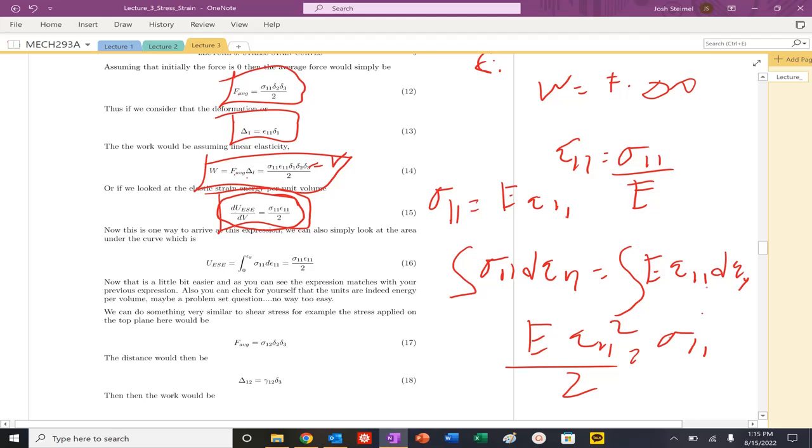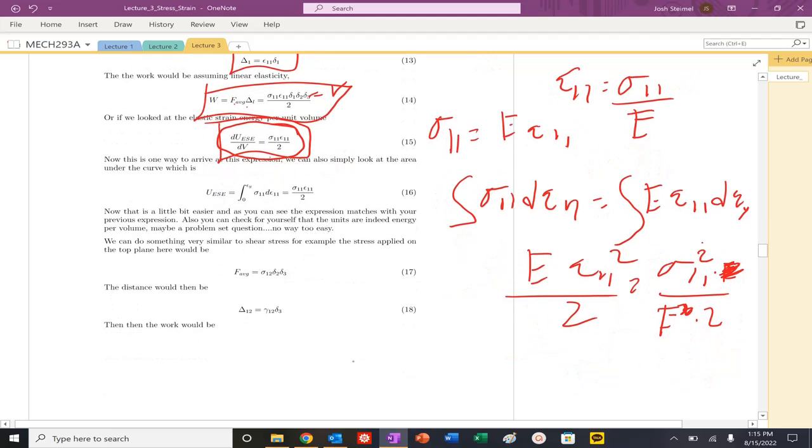Basically, what are we going to do? Sorry, it's sigma 1,1 squared times E over E squared times 2. This gets killed out, this gets killed out, and then we have sigma 1,1 squared over 2E, which I can rationalize as sigma 1,1 times E11 over 2.